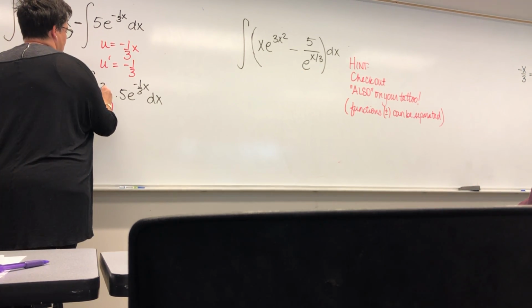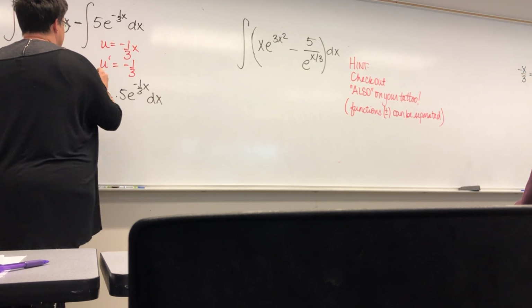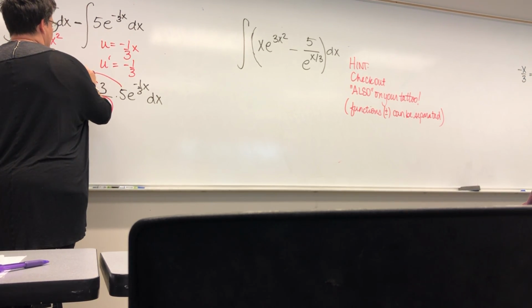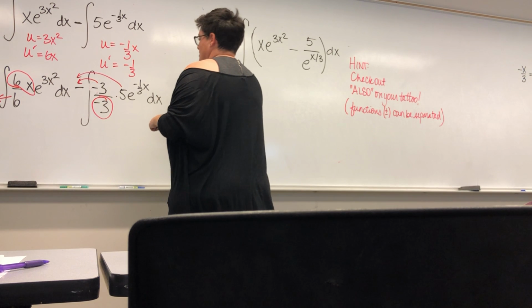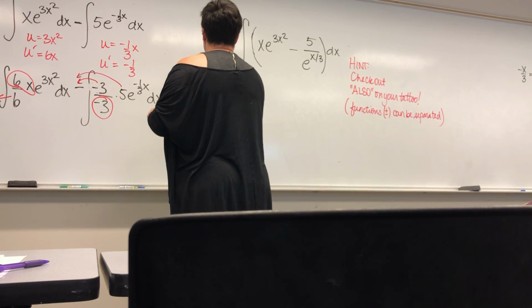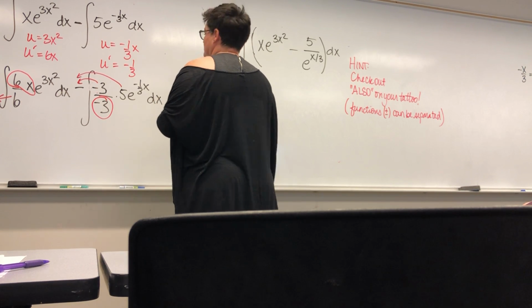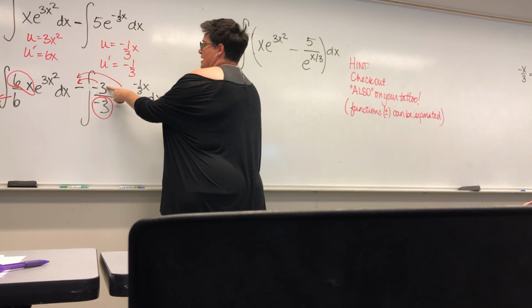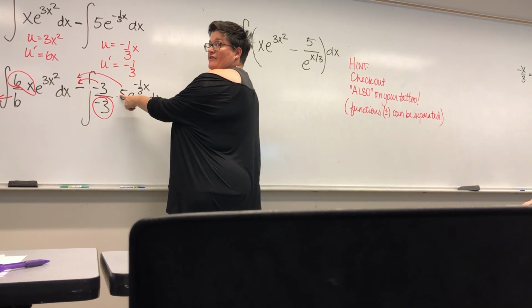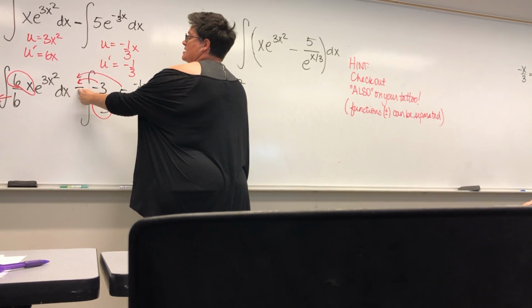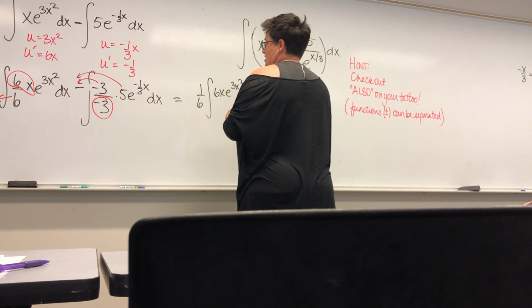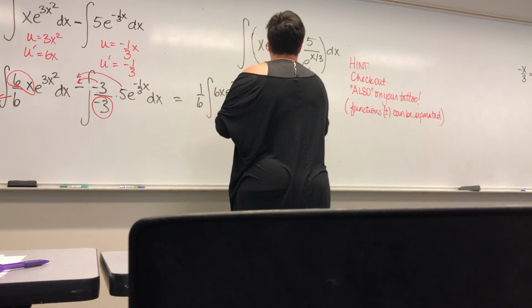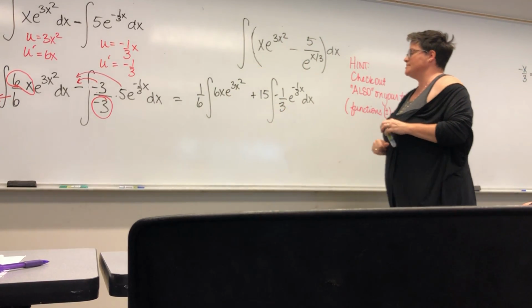So this is a -3 up top, and I'm just gonna kick it out. But I'm also gonna kick out that 5. So now I have 1/6 integral of 6x e to the 3x squared, and then it'll make a 1 on top. I bring out, what's -3 times 5? Negative 15. And when I drag it out, it's gonna multiply by that negative, making it positive 15. Watch your signs, guys, they will eat you alive. So now I'm set up to integrate.